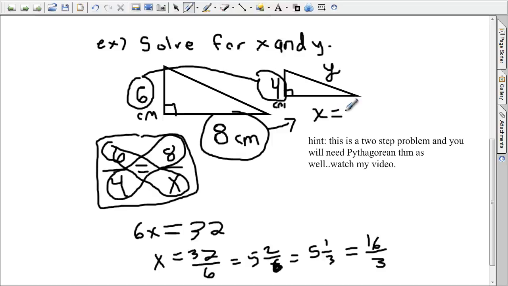X ends up being 5 1/3. You could say 5 1/3 as a mixed number, or you could say 16/3. All right.